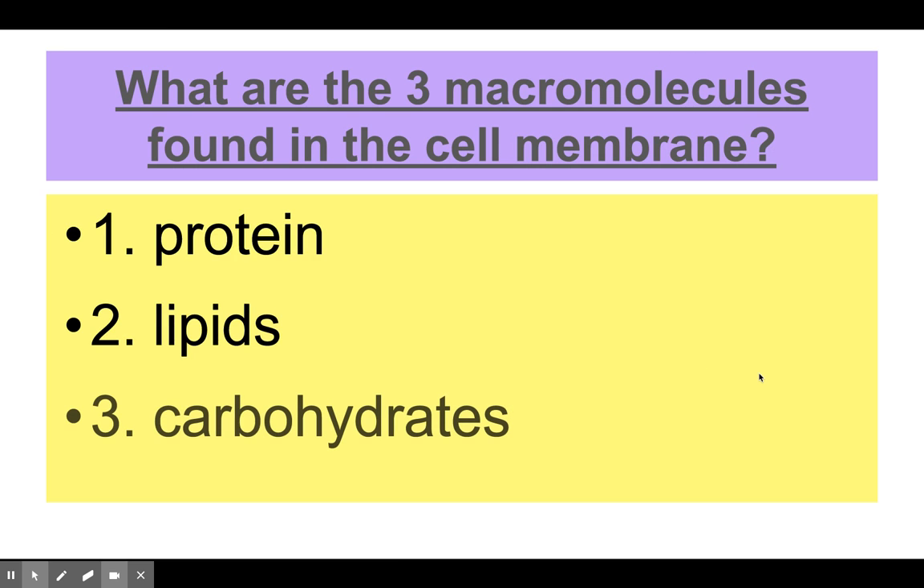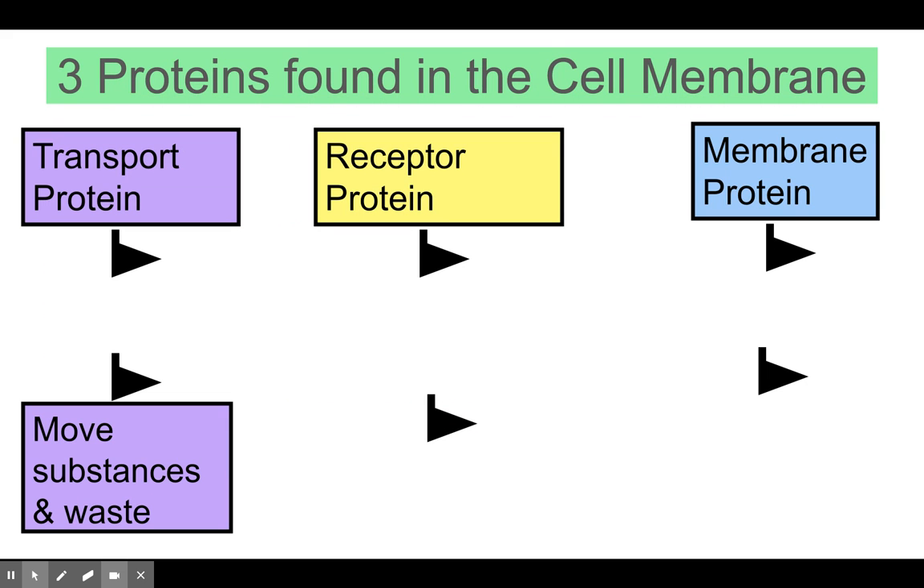So there are 3 macromolecules found in the cell membrane. We have proteins, lipids, and carbohydrates. Remember, we talked about the different types of macromolecules in the last chapter. There are 3 that are found in the cell membrane. So we're going to talk a little bit more about each of those.